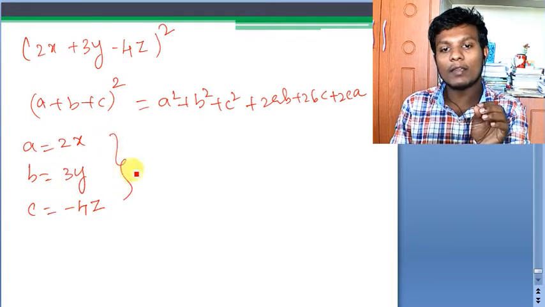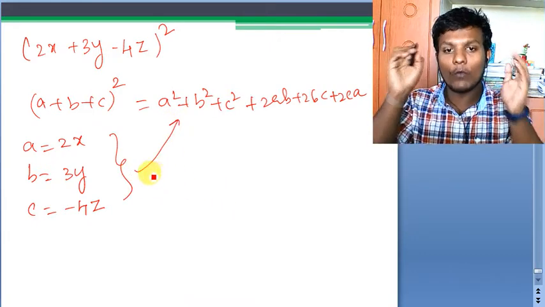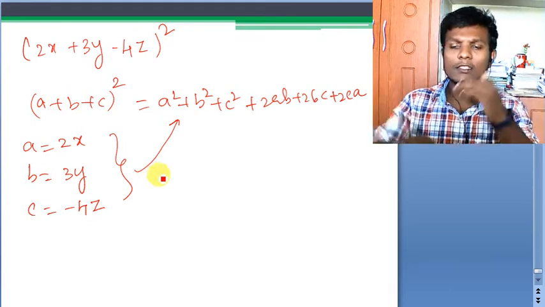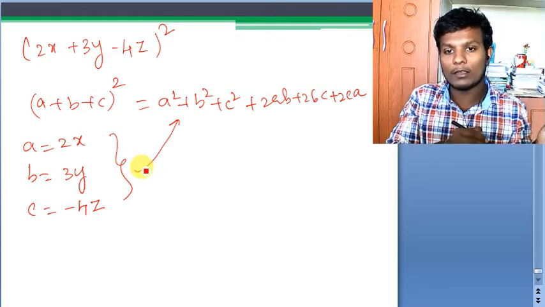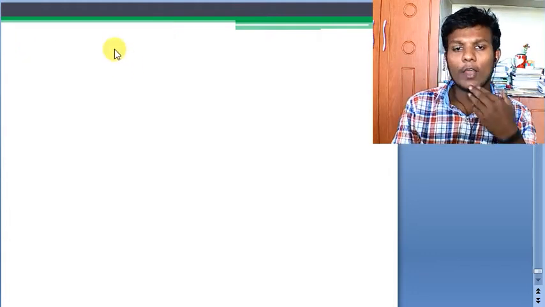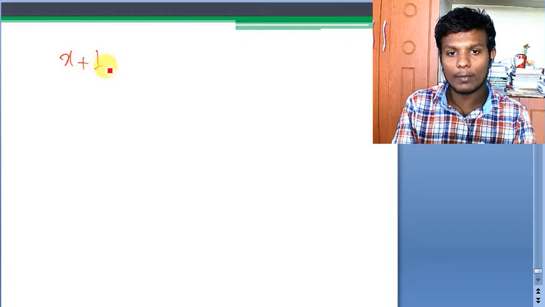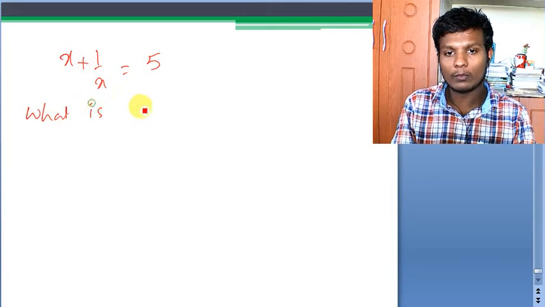Now it's a matter of substitution. So always just observe the things, just see the form in which they are, and just try to get back in the form. Sometimes what will happen, suppose I give you the value x plus 1 by x is equal to 5, and what is x square plus 1 by x square?